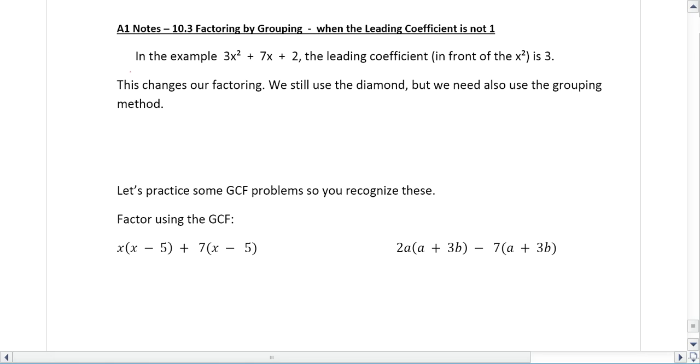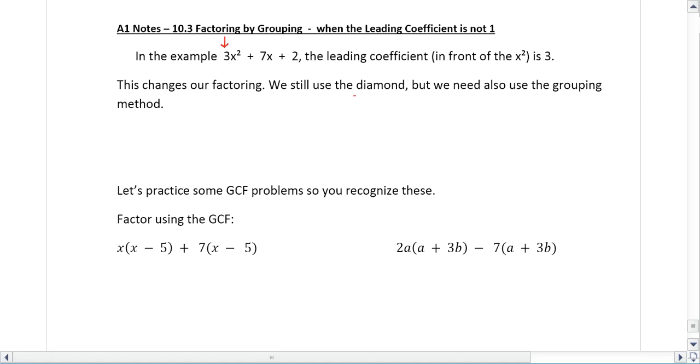Okay, first of all, to make sure you know, the leading coefficient is the number that's in front of the term that has the highest exponent. And in this section, we're going to be dealing with x squared, so the leading coefficient is the number in front of the x squared. And now it's not going to be 1, it's going to be a different number that cannot be factored out with the GCF method. So this does change our factoring.